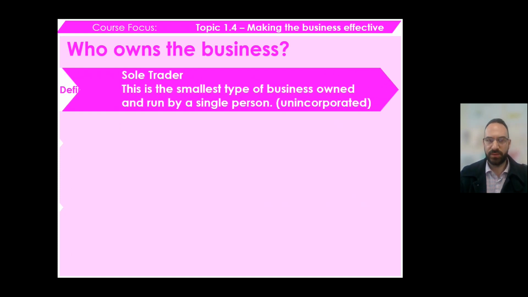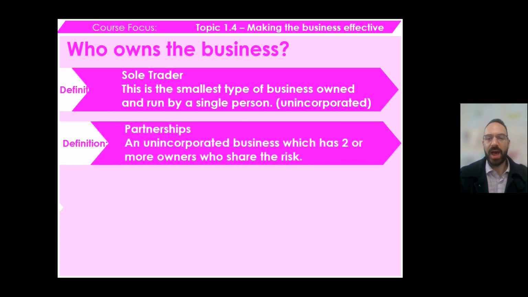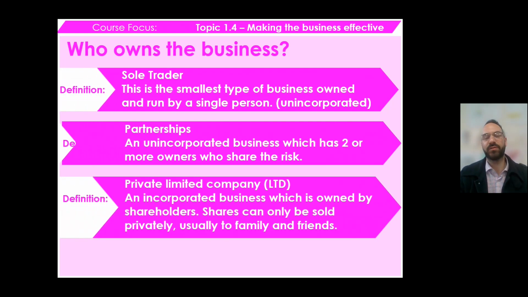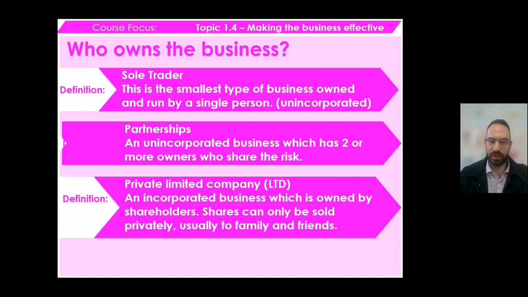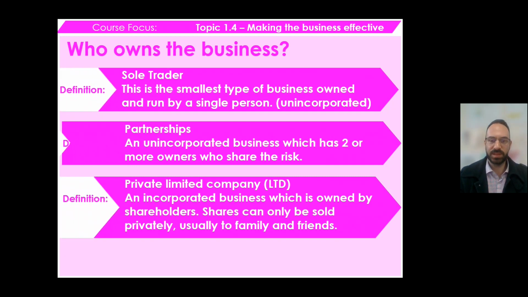All right, so liability and ownership. So this has some clear definitions. So you're a sole trader. We know that this is the smallest type of business. It's owned and run by a single person. I'm calling it unincorporated as well, because these are some key ideas that we need to make sure that our terminology is correct for. So the next one there is partnerships. So this is unincorporated as well. It's a business which has two or more owners who share the risk of that business.